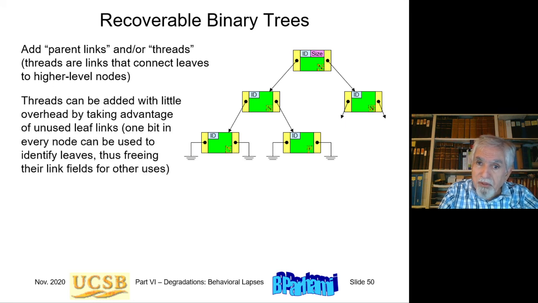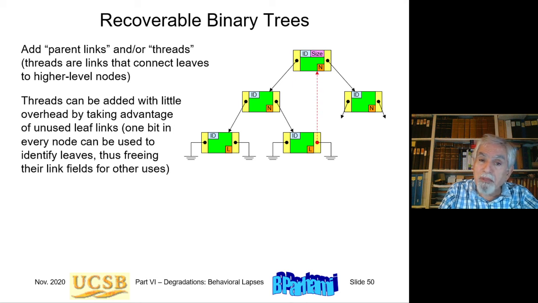However, if you use a single bit to distinguish non-leaf nodes from leaf nodes, so this is a non-leaf node, this is a leaf node, and these links at leaf nodes become freed, and you can use them to provide more robustness.